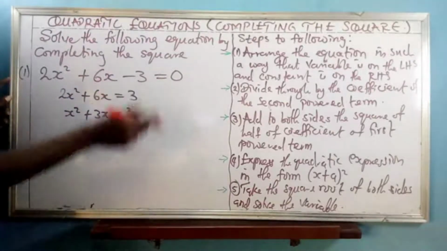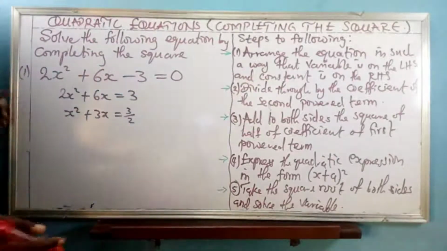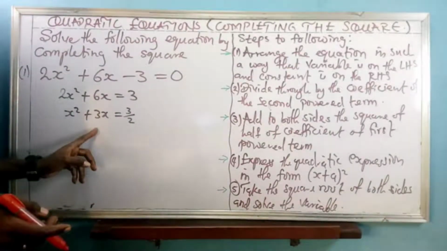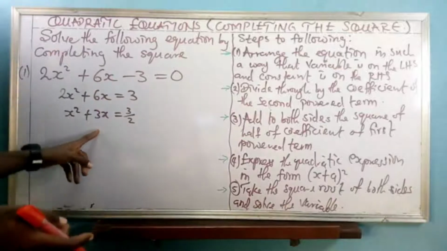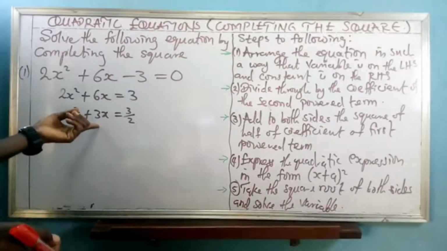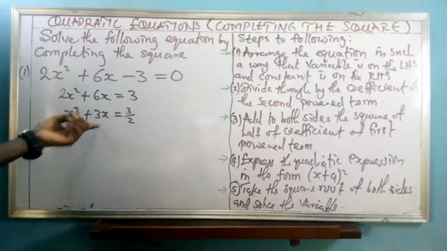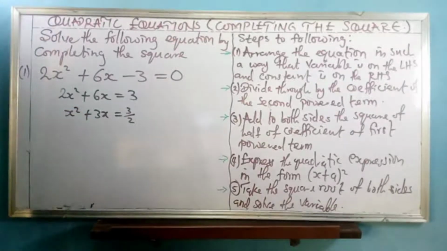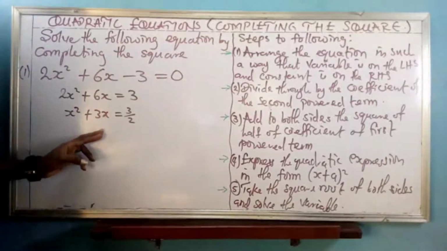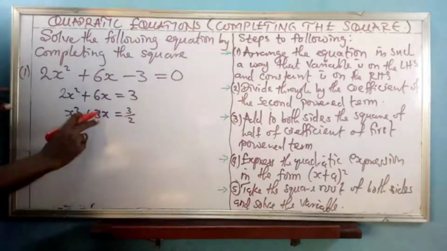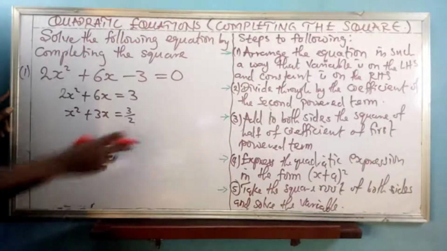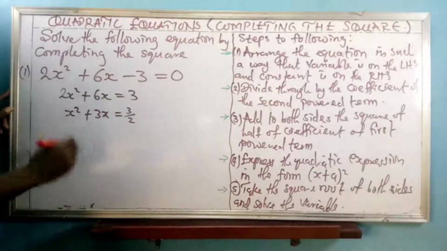That's step 2. Step 3 says add to both sides the square of half of the coefficient of this one. And what is half of this one? The first power. You know, we're talking of the first power now. So you have to take the square of half of this one, the first power. So half of this one will be 3 over 2. Square of it. That's what you want to add now. Add to both sides.